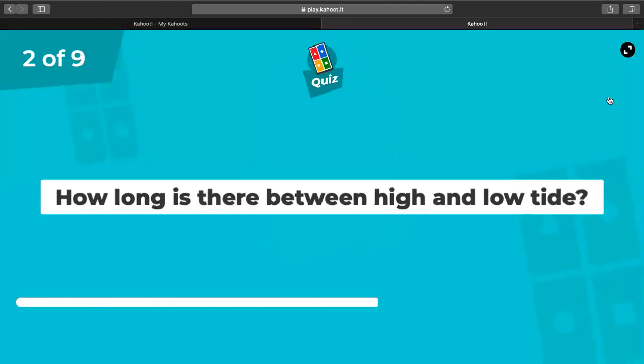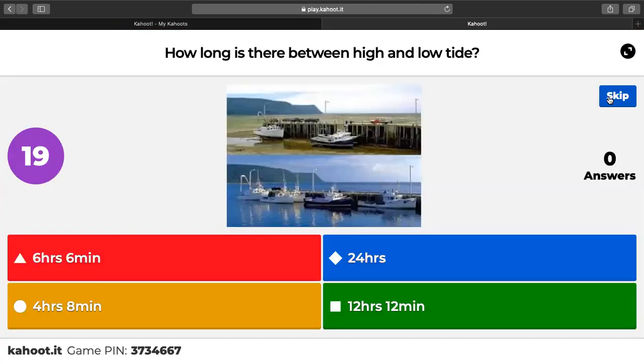How long is there between high and low tide? Is it red, 6 hours, 6 minutes, yellow, 4 hours, 8 minutes, blue, 24 hours, or green, 12 hours, 12 minutes? There's some fast answers coming through here.